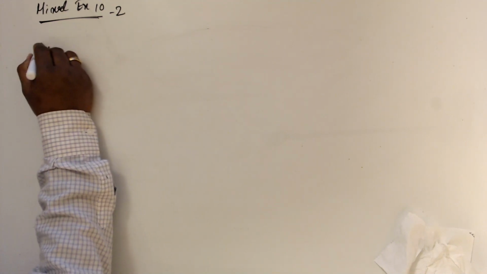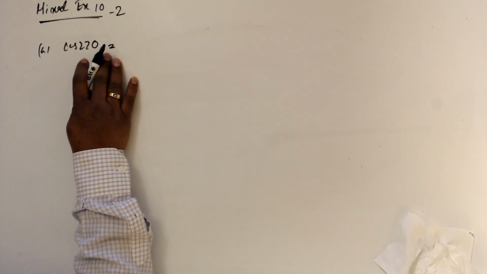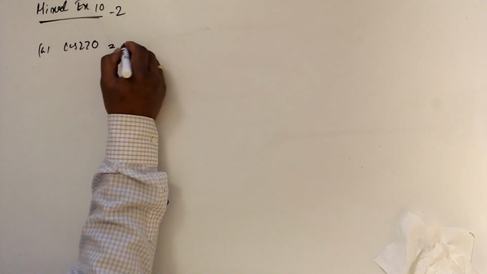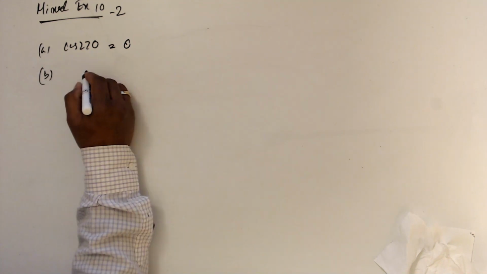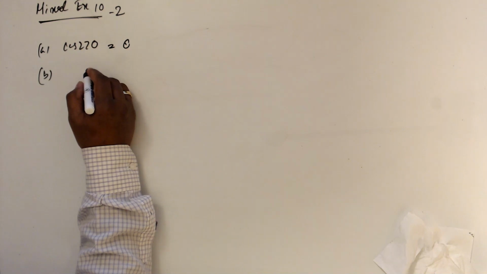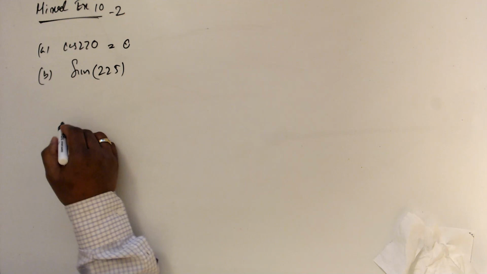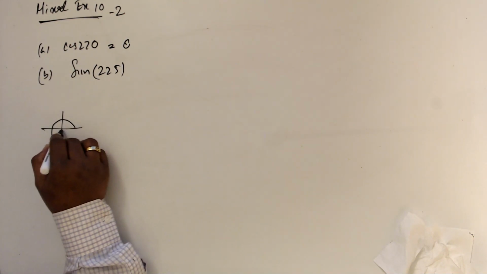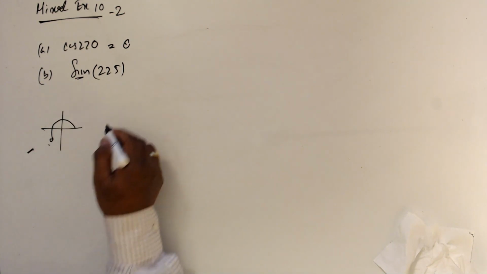Question number 2a, cos 270. We discussed this one earlier in our table, or you can draw the graph. Cos 270 is 0. Part b, sine 225. Which quadrant is sine 225 in? It is in the third quadrant. In the third quadrant sine is negative. So the final answer should be a negative answer.